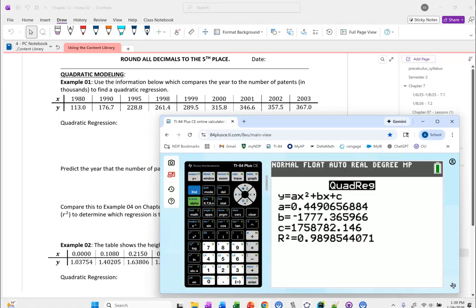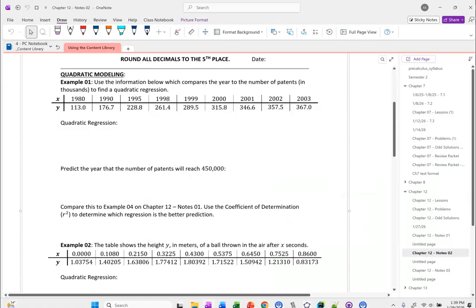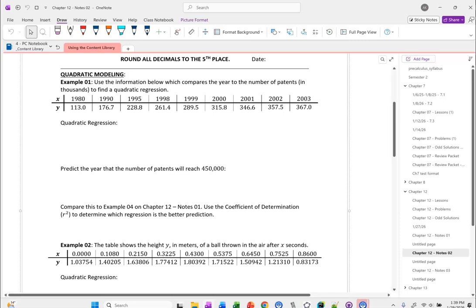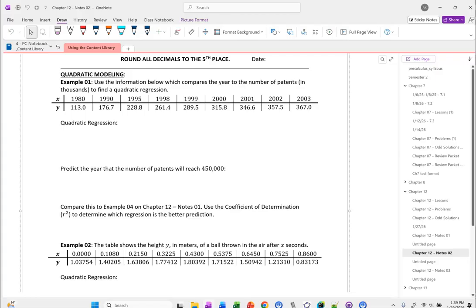The next question says, predict the number of years when patents will reach 450,000. What am I doing here? You changed the Y bars, right? So is 450,000 an X value or a Y value? It's a Y value, because years is an X, right?